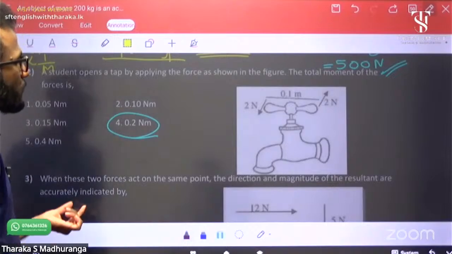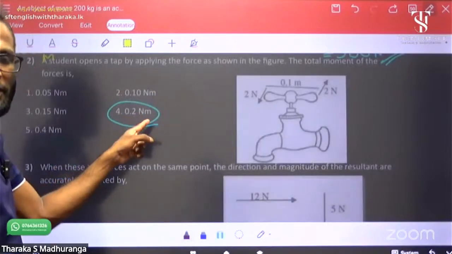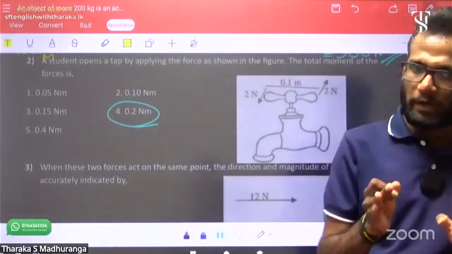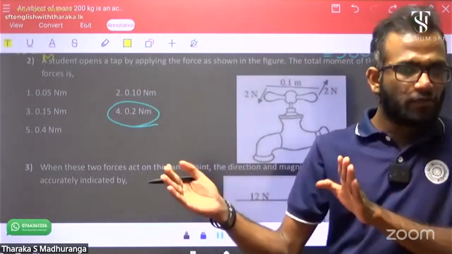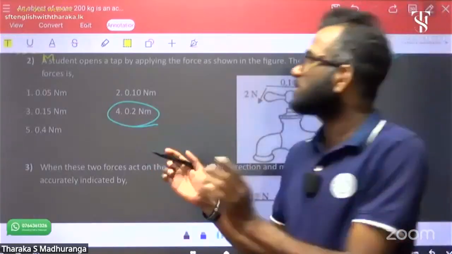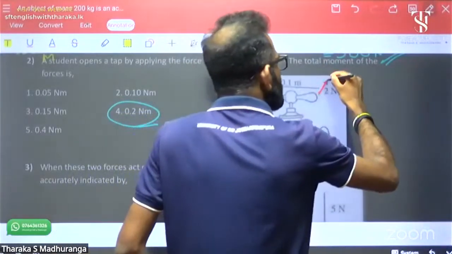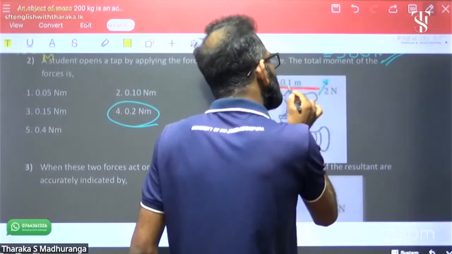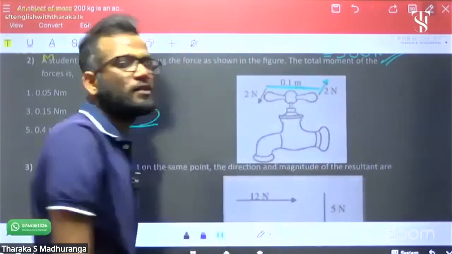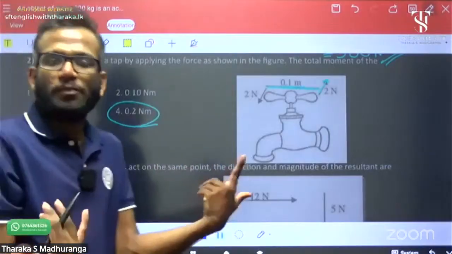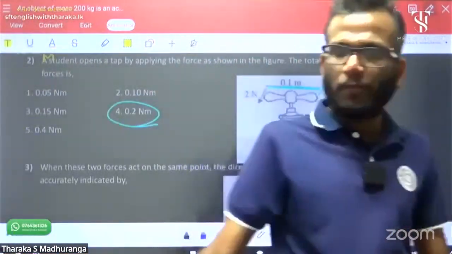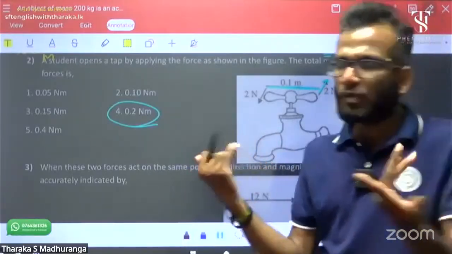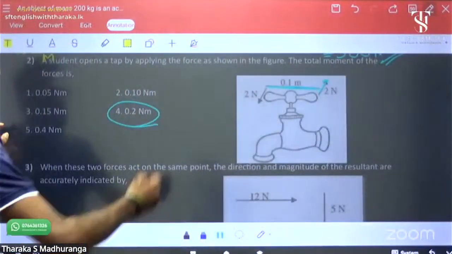First one only correct. Okay, that's why you have to remember equations. Keep the couple of force equation separately. Moment of couple of force is another equation. Always take one force value, 2 Newton, multiplied by the distance between the two forces, 0.1. There is no rotational point here, right? You have to get the perpendicular distance between two forces. Okay. Answer number 4.